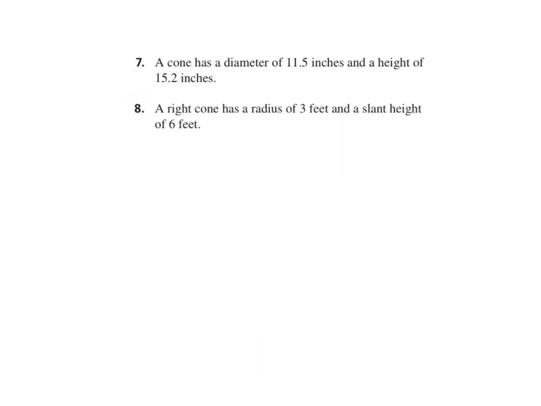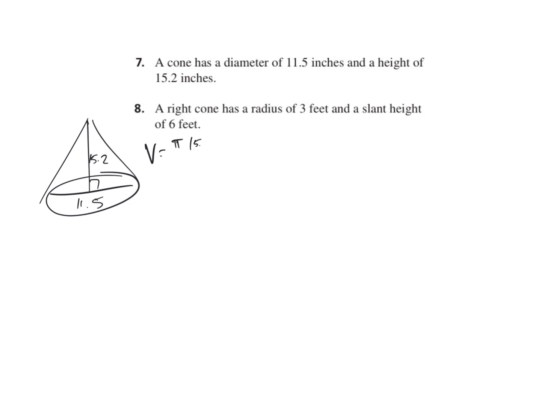Number 7, a cone has a diameter of 11.5 inches. The height is 15.2. Find the volume. So the area of the base is pi r squared. 11.5 divided by 2 gives us a radius of 5.75, squared. And the height is 15.2. And then we divide by 3.